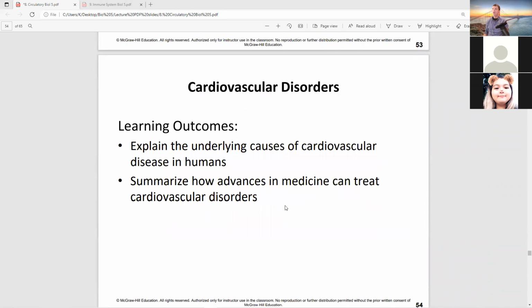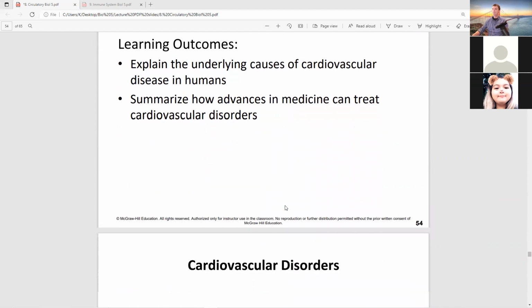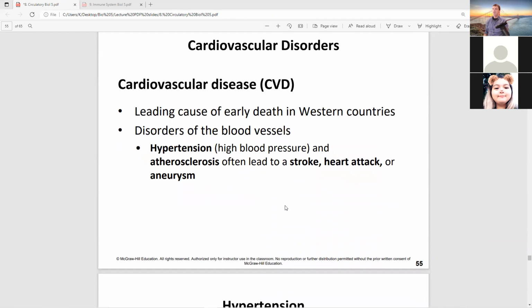Okay, so moving on to cardiovascular disorders. Your learning outcomes here are to explain the underlying causes of cardiovascular disease in humans, and summarize how advances in medicine can treat cardiovascular disorders. Cardiovascular disease is the leading cause of early death in Western countries, and these are due to disorders of the blood vessels. So we have hypertension or high blood pressure, and atherosclerosis, which often lead to stroke, heart attack, or an aneurysm.